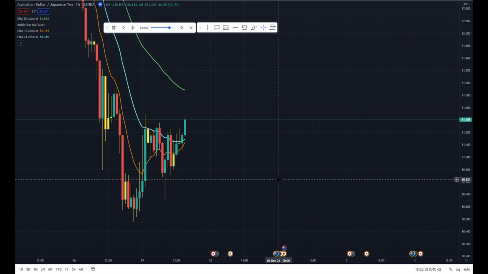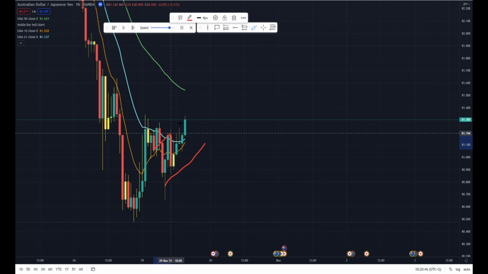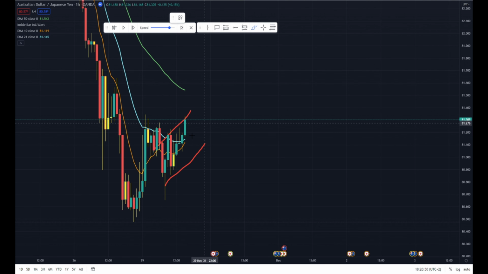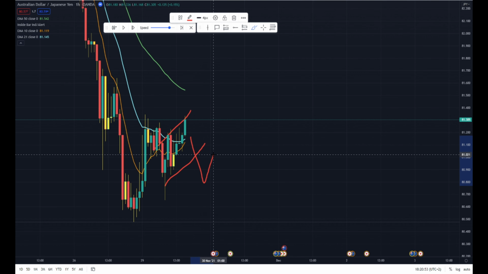The first trade that I took was on Aussie dollar Japanese yen. It was actually a trade that I took yesterday. I saw this ascending channel here without too much momentum, and I was hoping for it to break to the downside so that I can take the trade at the retest at the most recent low here.